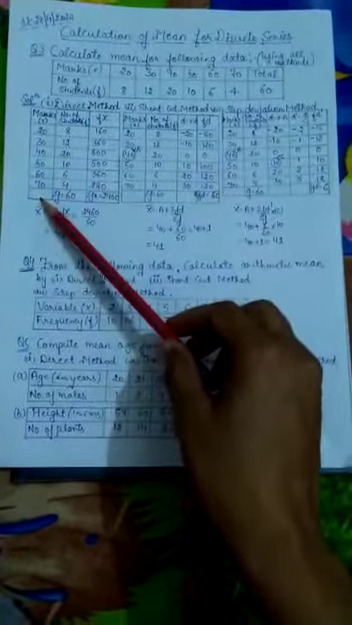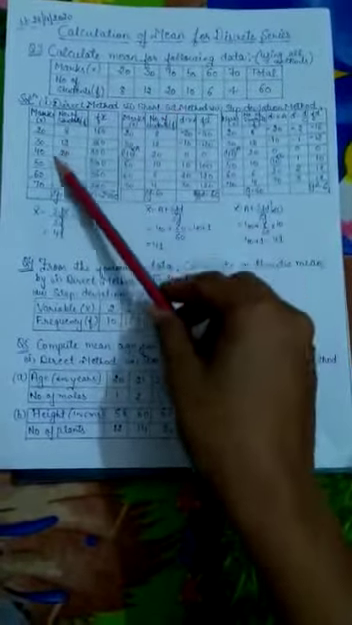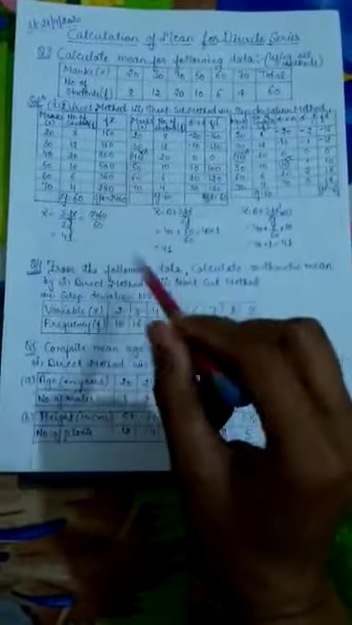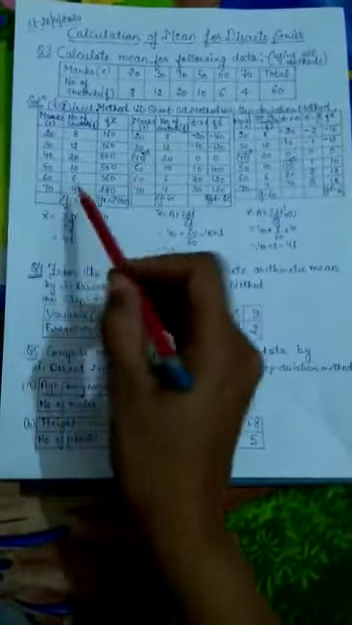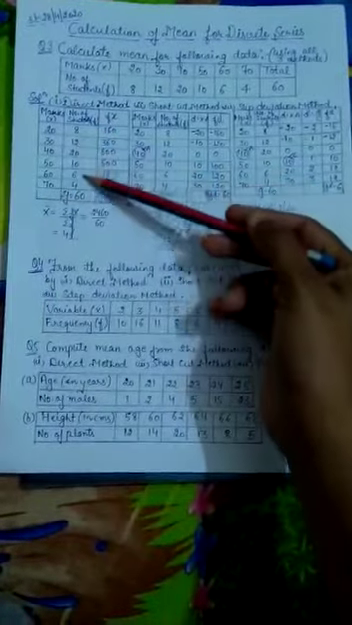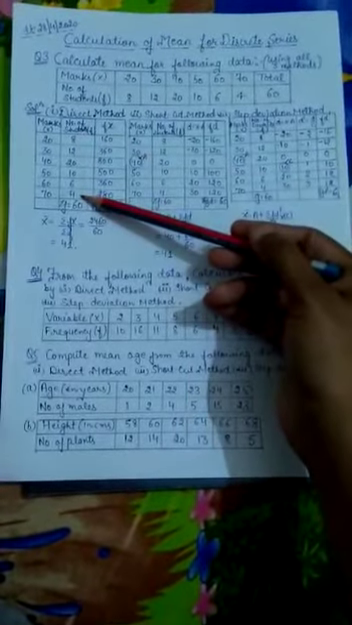Now let's have a look at the question that has been given to us: calculate mean for the following data. This is our data. So in direct method, first of all you have to write these two columns. First is this column, then second is this frequency column. Then first of all you add this: sigma f is equal to 60. You will add all these values.